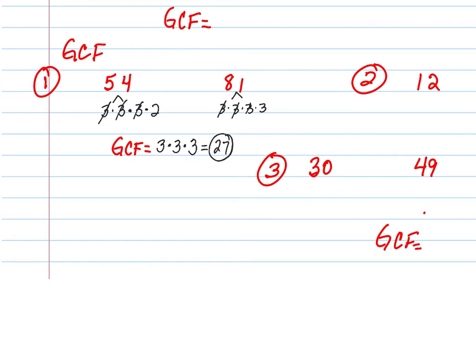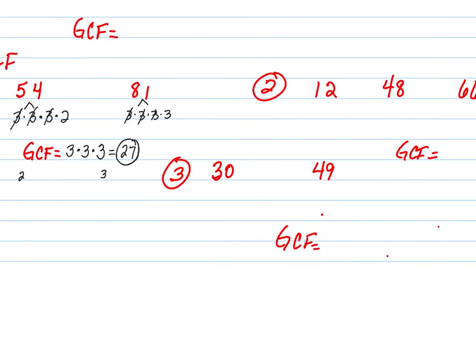Well, 54 divided by 27 is 2, right? What's 81 divided by 27? 3, right? Do 2 and 3 share anything other than 1? That's how we know we have the greatest common factor.